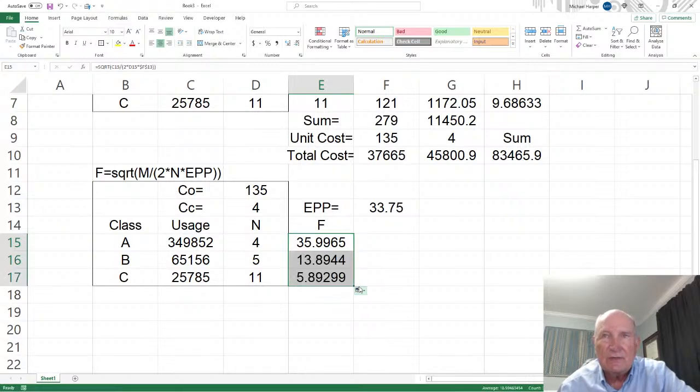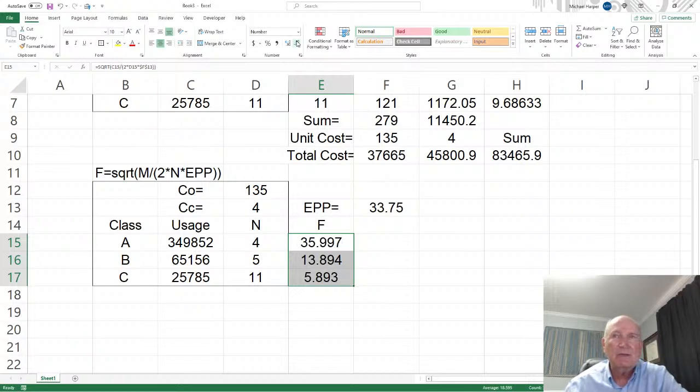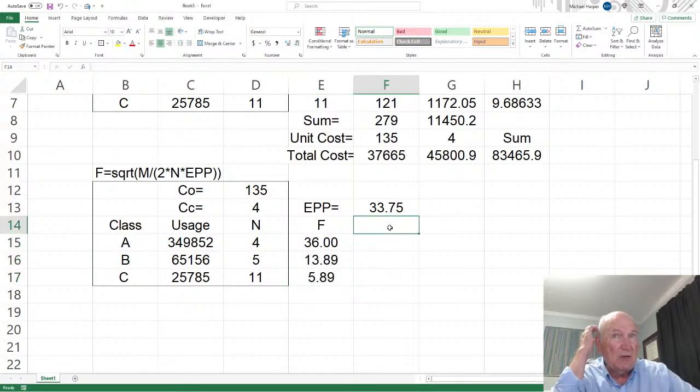Does that look right? Yep, that looks right. Now we probably don't need all those significant figures. We can bring this down to maybe 2 significant figures, maybe less even. But anyway, that's the frequency. That's the optimal solution. That's the minimum cost.